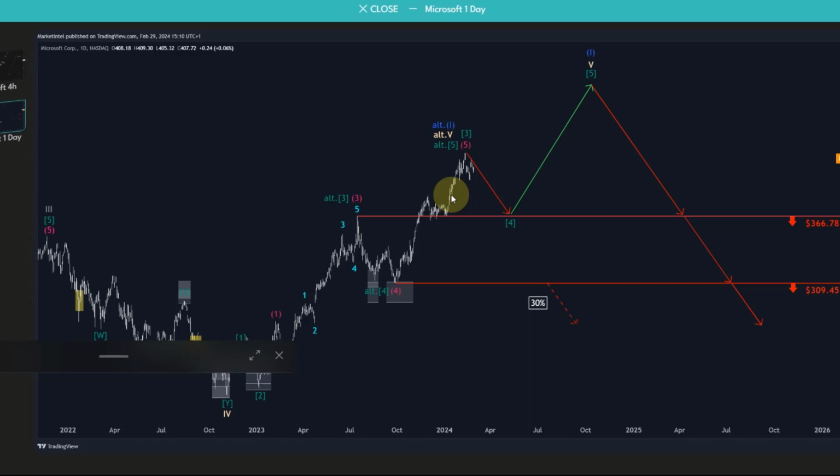And as soon as we have another trading area to offer, we will place it here on the chart. That's the update about Microsoft.